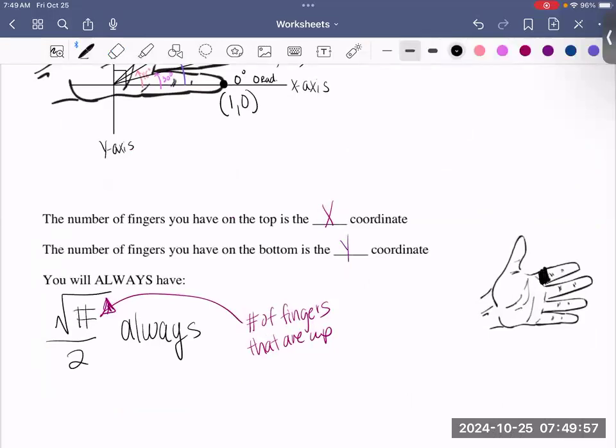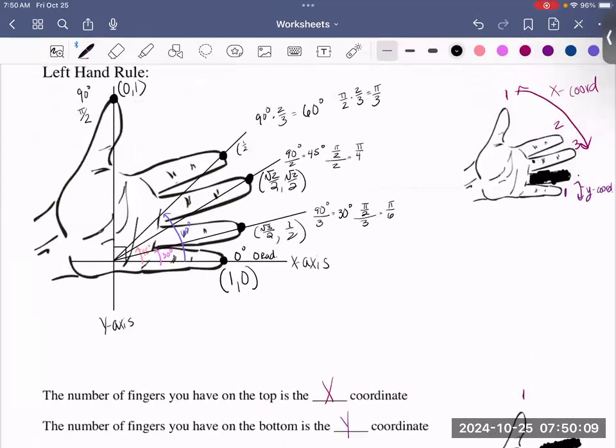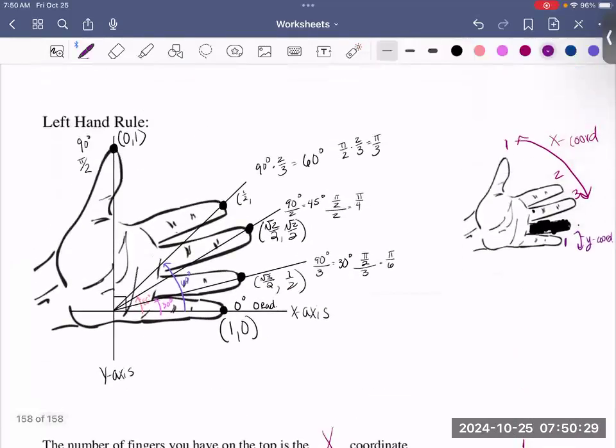I might try it down below here. So I'm going to take my pointer finger and put it down. So I have 1 finger remaining above. So that means I have 1/2 is my x, because it's the square root of my 1 finger above over 2. The square root of 1 is just 1. Now I have 3 fingers below. So 1, 2, 3 below. This is my y coordinate. So I have the square root of my 3 fingers over 2. So I have the coordinate 1/2 and root 3 over 2.